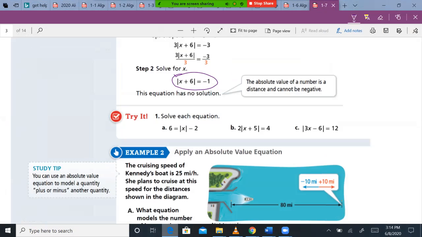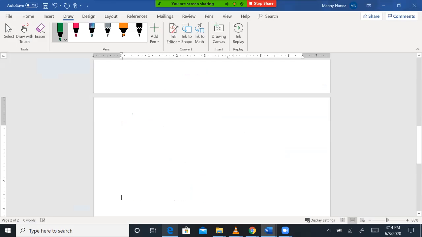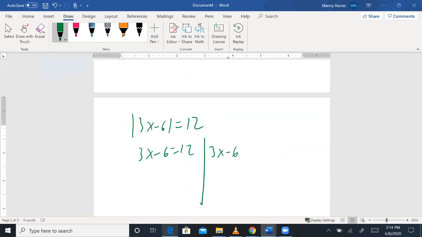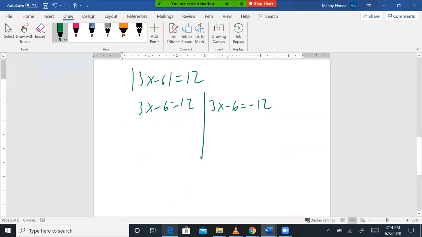Okay, 3x minus 6 equals 12, so the absolute value of it. Again, it's already by itself, so let's separate it: 3x minus 6 equals 12, and 3x minus 6 equals -12. Our goal is to get x by itself. Add 6, 3x equals 18.